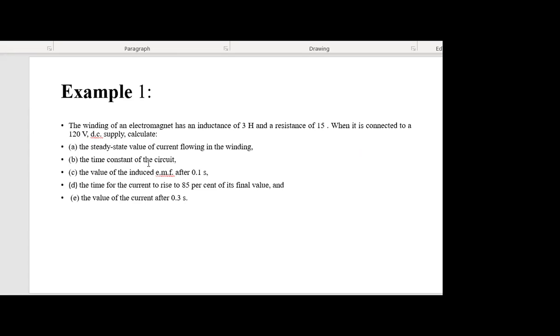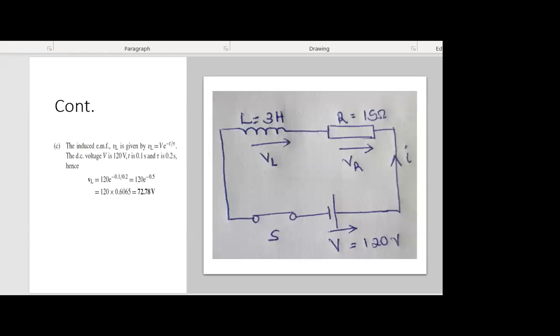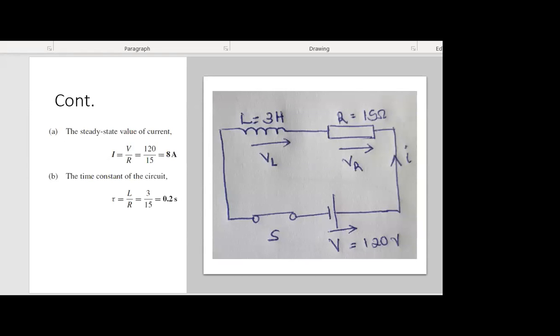Then the time constant of the circuit. Tau in the L-R circuit is equivalent to L over R. We have the inductance here, we have the resistance. So we can look at the time constant. So the time constant is 0.2 seconds.